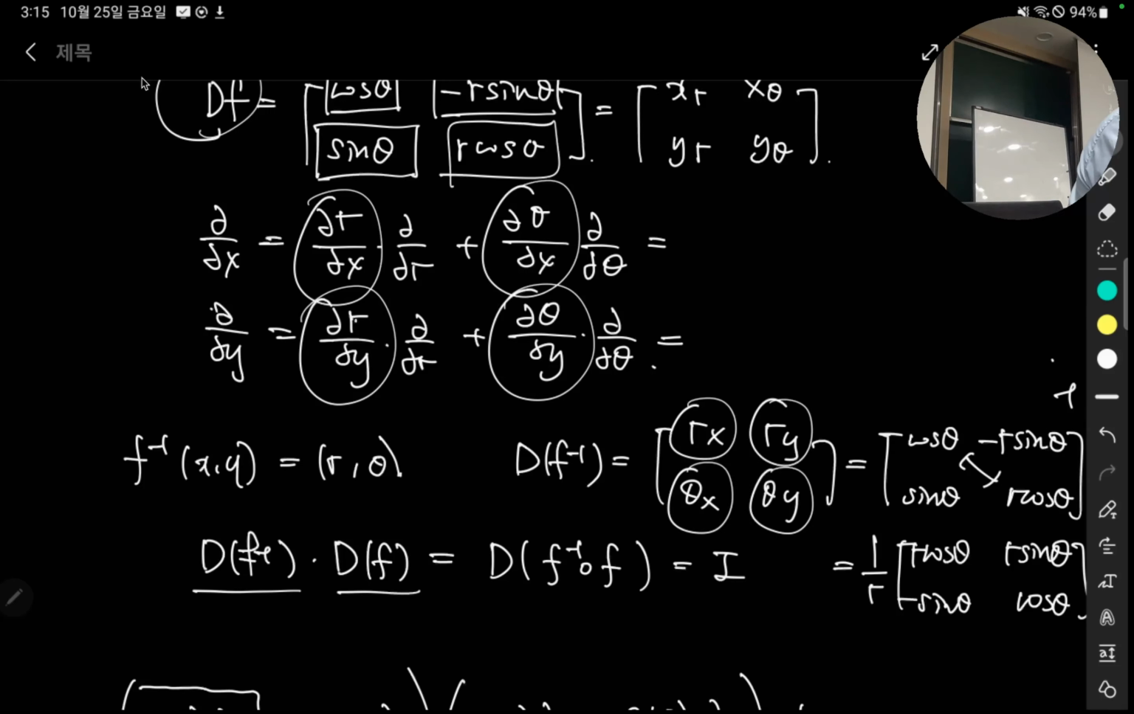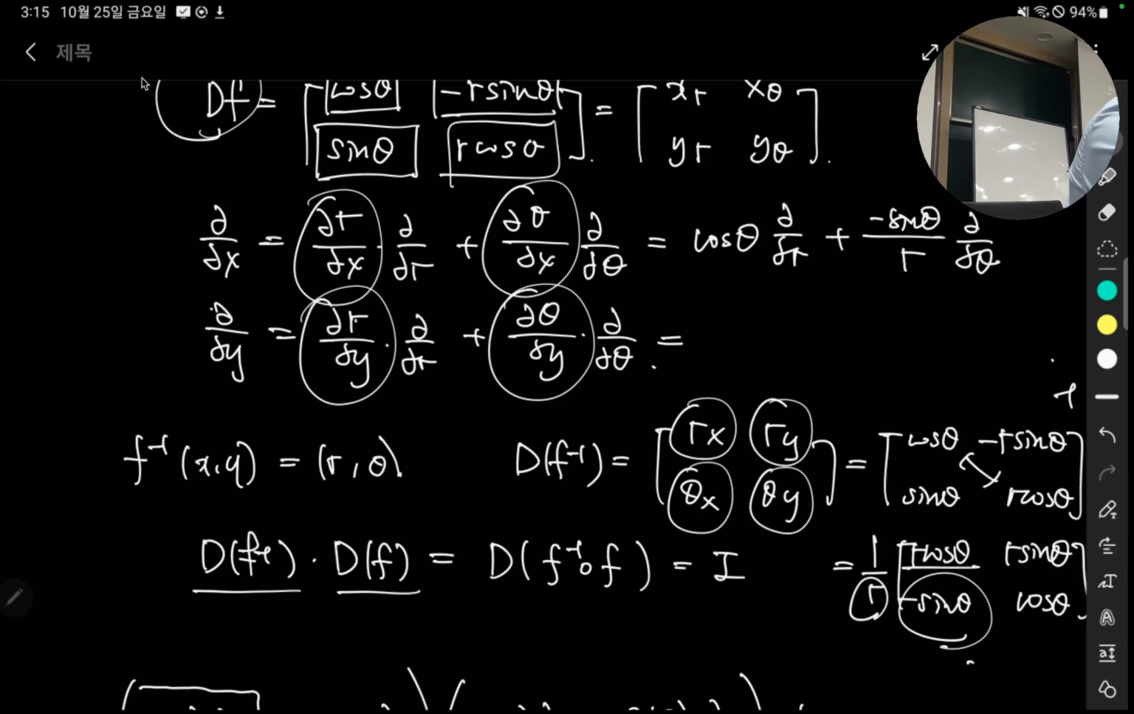So let me put that in here. What's ∂r/∂x? It's cosine theta, because r cosine theta divided by r is cosine theta. And what is ∂θ/∂x? It's this one, so it's minus sine theta divided by r. And the same thing with ∂r/∂y, which is this one, so it's sine theta. And here we get cosine theta over r for ∂θ/∂y.